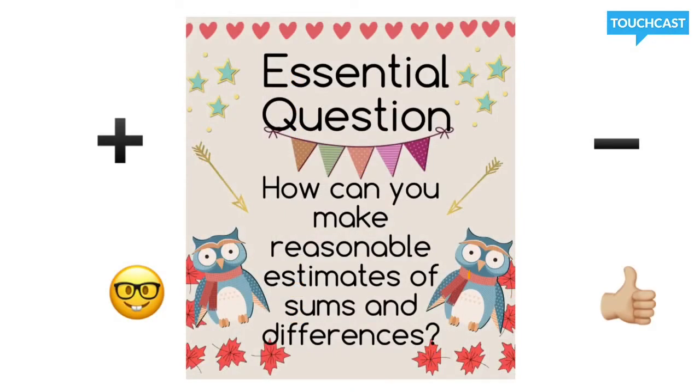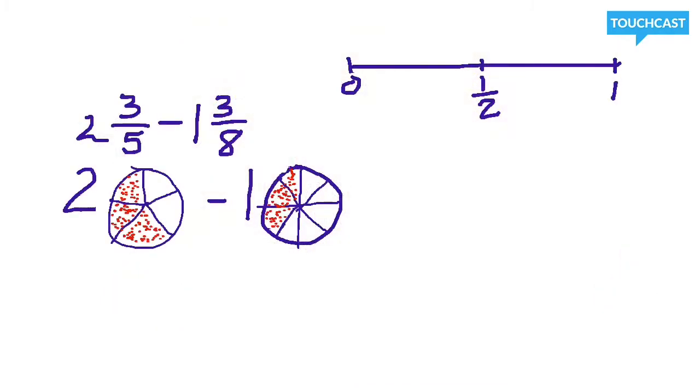Hopefully that little review helped you. And now we're going to look at our essential question of the day. How can you make reasonable estimates of sums and differences? So we're going to start with this problem, 2 3/5 minus 1 3/8.